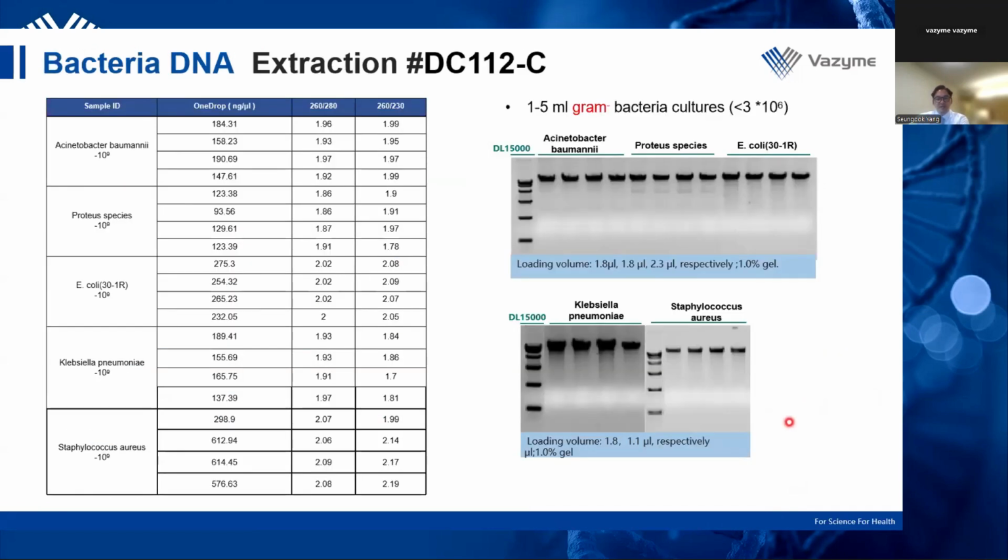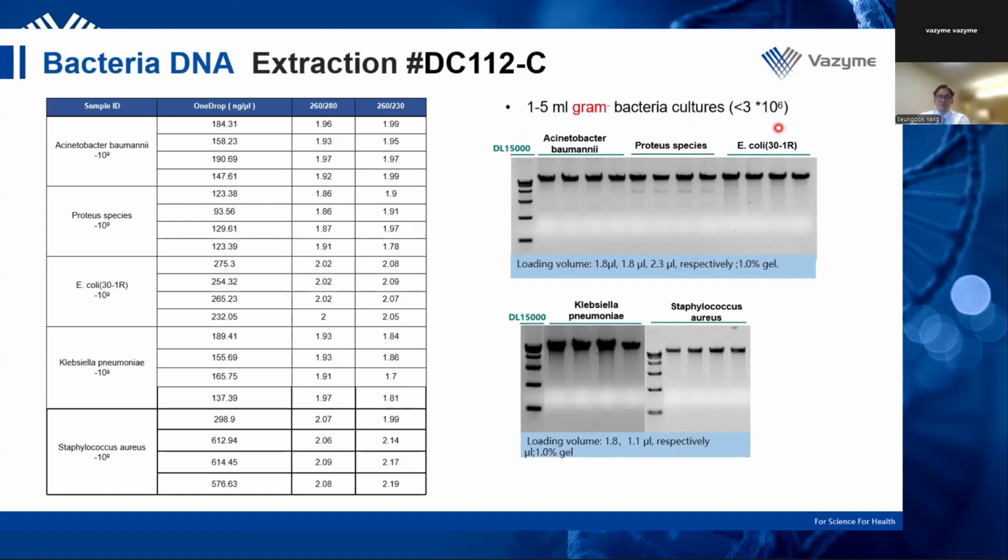And so this slide shows the performance of the DC112-C for extracting DNA from gram-negative and gram-positive bacteria. The kit works efficiently with 1 to 5 milliliters of a bacterial culture, and even when the bacterial load is under 3 times 10 to the 6 cells.